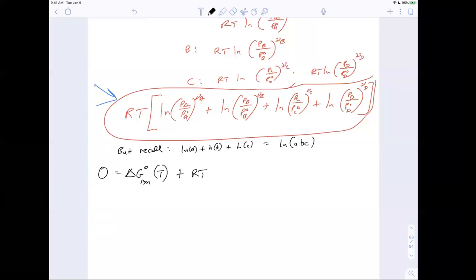And so in this, I have a sum of natural logs. I'm just going to rewrite that as the natural log of a product, and that product is just going to be a product of whatever each one of those was.